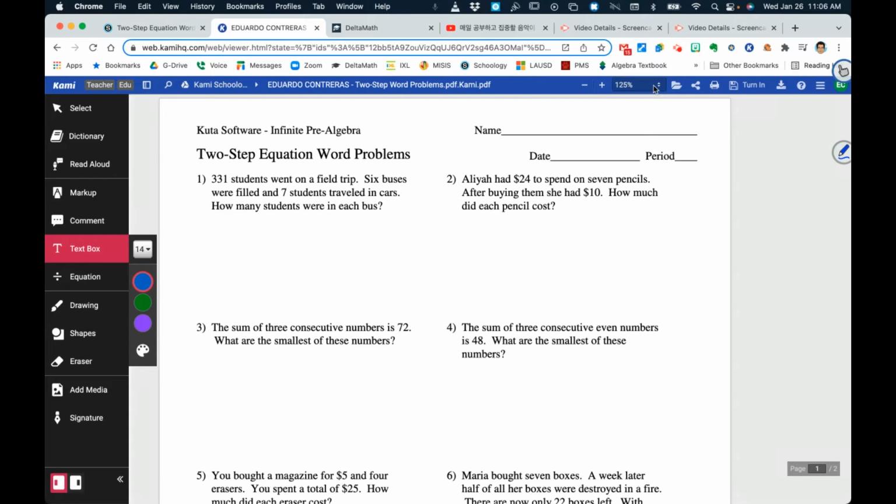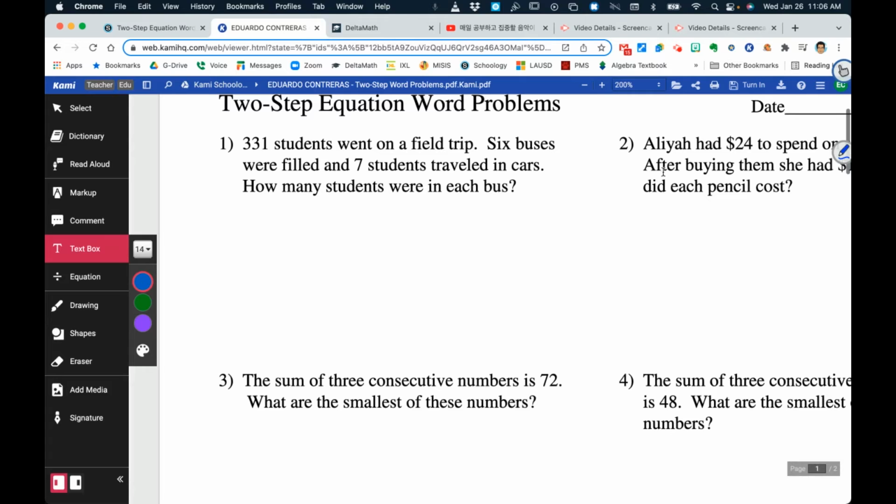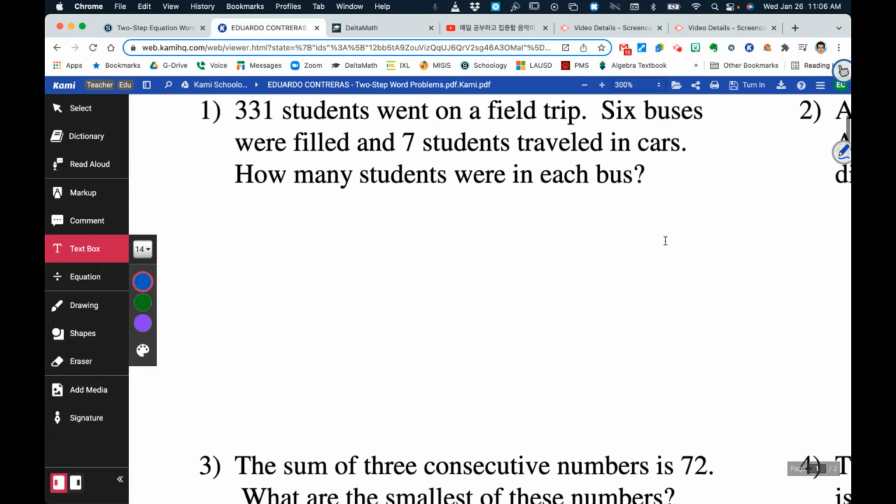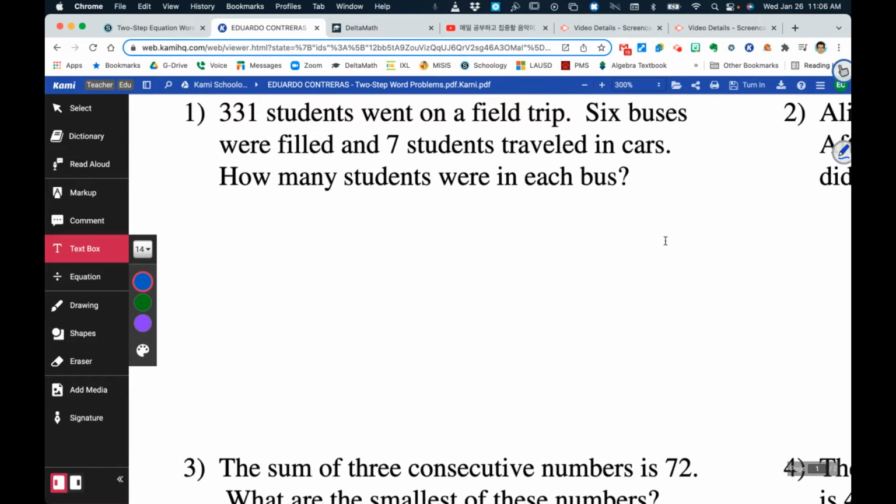I'm going to zoom in kind of big. Maybe even bigger than that. 300. Let's see how that looks. Okay, I like that. So here we are, problem number 1. We're all doing this together. We'll do a couple of these together. 331 students went on a field trip. 6 buses were filled, and 7 students traveled in cars. How many students were in each bus?